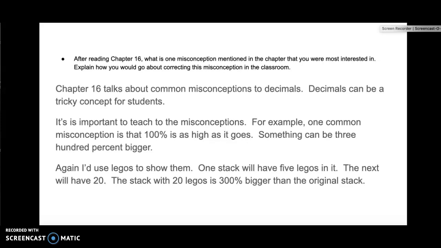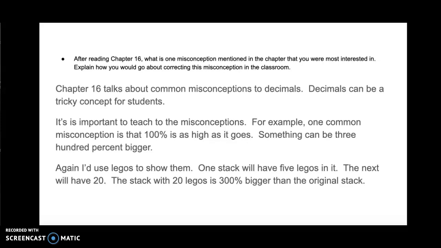Chapter 16 talks about common misconceptions to decimals. Decimals can be a tricky concept for students. My 2T right now is having trouble deciding whether or how to round to the next number. She's fine with rounding till you throw a decimal or a positive or negative in, and then it changes where 0 is for her. She gets all kerbobbled and confused. It's important to teach to this misconception.